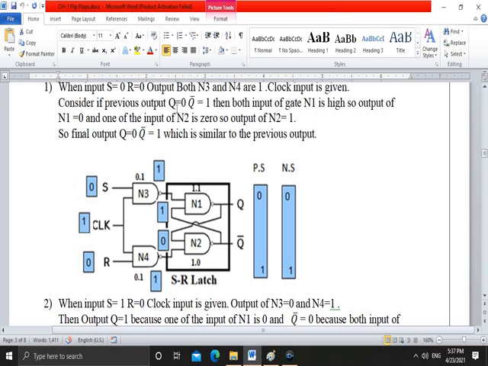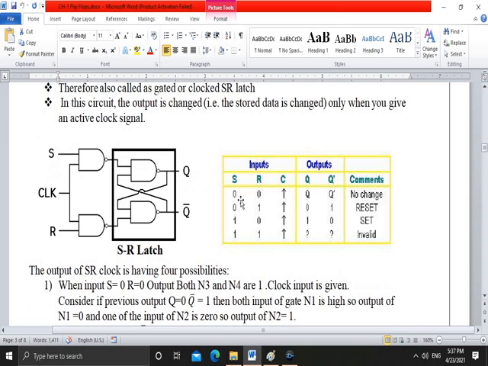Consider the previous output Q equal to 0, Q bar equal to 1. Then both inputs of NAND 1 are 1, so the output of NAND 1 is 0, and one of the inputs of NAND 2 is 0, so we can easily predict the output is 1. So the final output is Q equal to 0, Q bar equal to 1, which is similar to the previous output. We have to write this in the truth table. With 0 and 0 inputs and the clock applied, the output is the previous state. That's why we can say Q and Q bar, no change state.